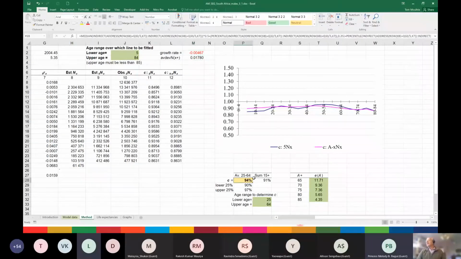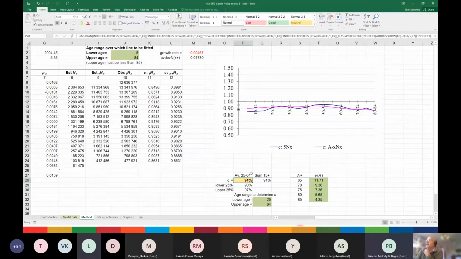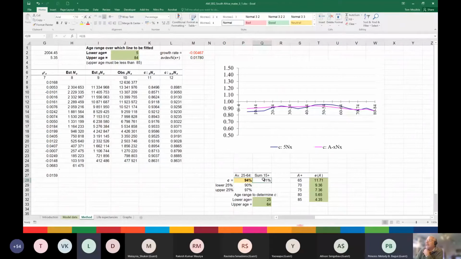But the crucial results are produced by the method directly, which are down here at the bottom, which suggests that this measure C, which is our measure of completeness, for ages 25 to 64, is around about 95%, and above all ages from 15 and older, our estimate of adult mortality registration completeness is about 91% from our civil registration system.